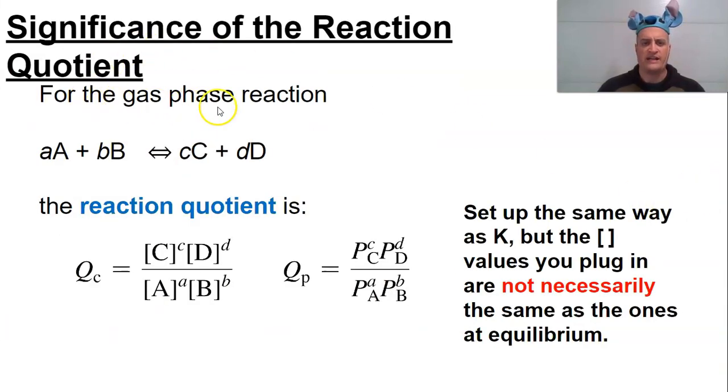Now, let's say we've got gases. For the reaction quotient, we could have it in concentration form, or we could have it in pressure. We set it the same way, but again, the concentration values are not necessarily the same ones that are found at equilibrium. Okay? So we've got to keep that in mind. Always keep in mind that the quotient's not the same as equilibrium. It's a little different.